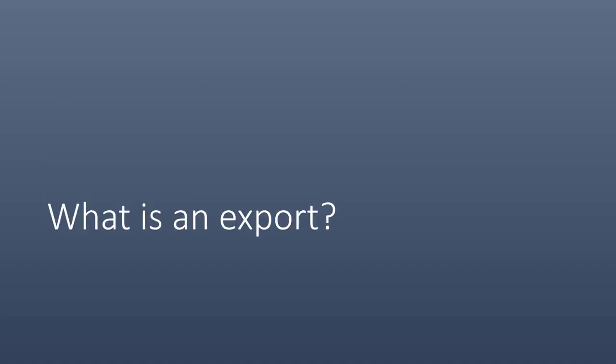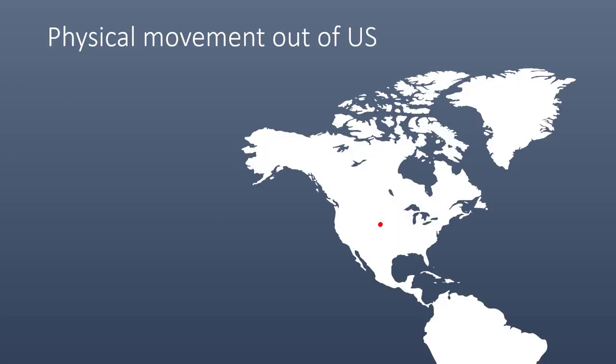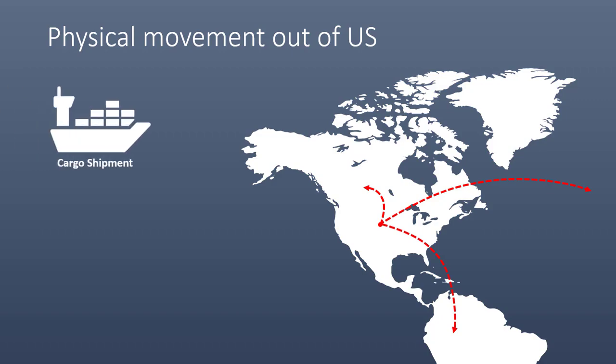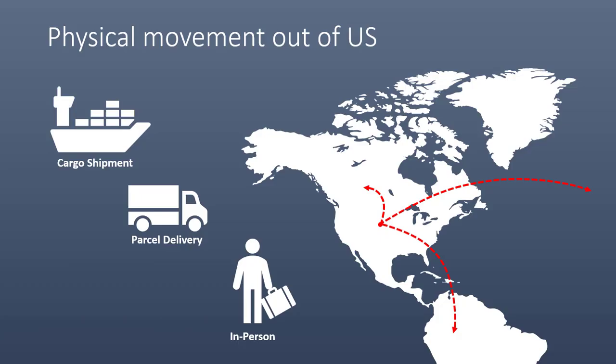So first, what is an export? When it comes to physical things, both the ITAR and the EAR explain that an export is any movement of a thing from inside the US to outside the US. I might export a thing by shipping it in a cargo ship, shipping it by parcel delivery like FedEx, or even by carrying it in my luggage when I travel internationally.